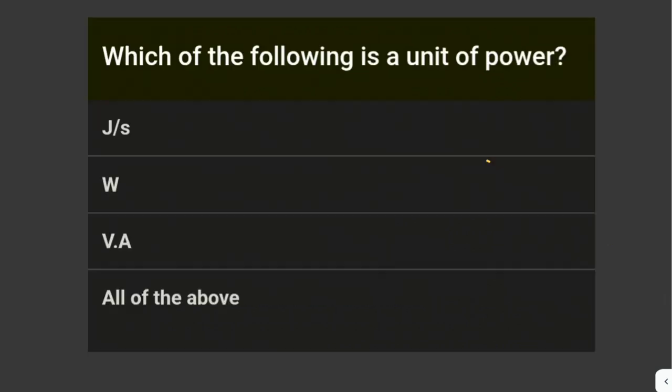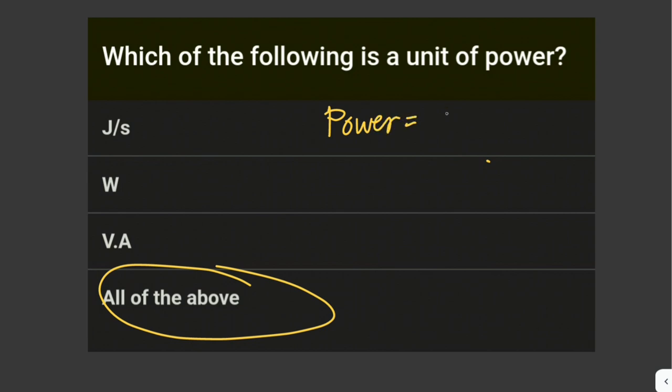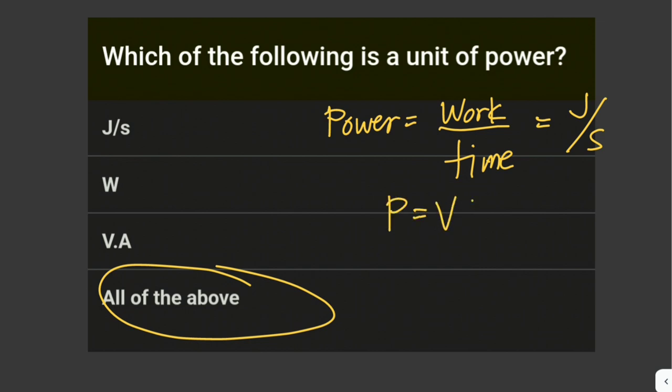Which of the following is a unit of power? Joule per second, watts, voltage, ampere, all of the above. The answer here is all of the above. So power is the rate of doing work. That is, power equals work over time, which is just joule per second. And electric power is described as power equals voltage times current. And the unit of power is watt, or W.